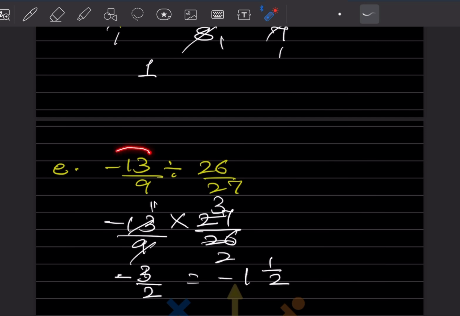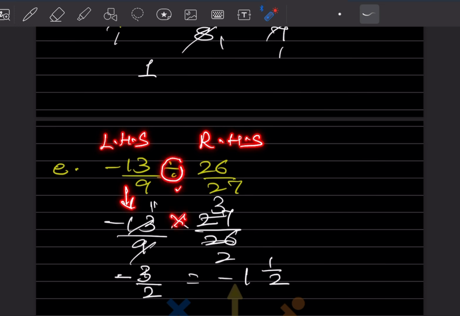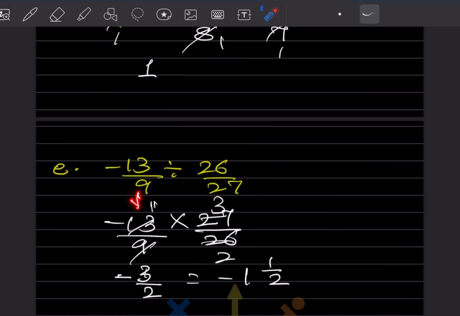And this one, minus 13 by 9. And now see here, be careful with this. This is a division, divided by 26 by 27. So what will you do? This is the left hand side and this is the right hand side. Always the left hand side you have to keep the same, and this is division, so you will make it to multiplication. But since you made it to multiplication, you are going to flip over this one. So 27 goes in the numerator and 26 goes in the denominator. This step is very important. You have to flip over. So this stays the same.